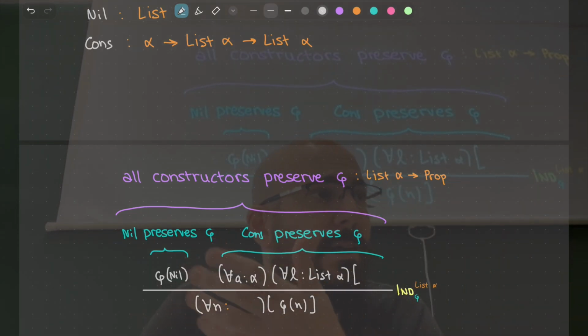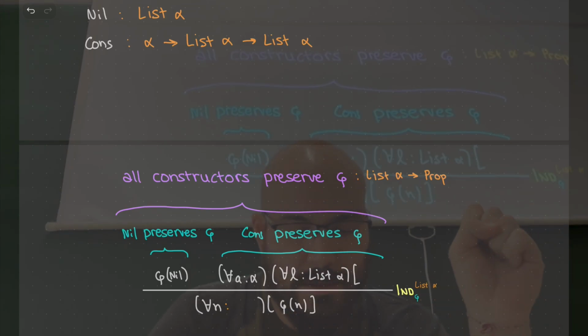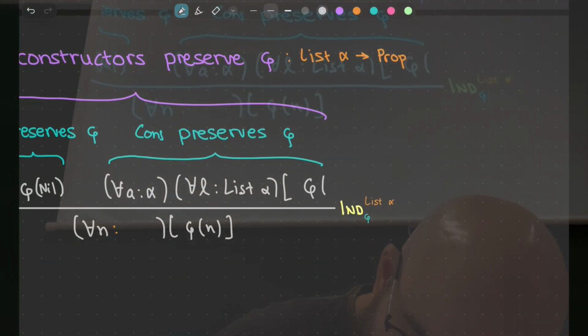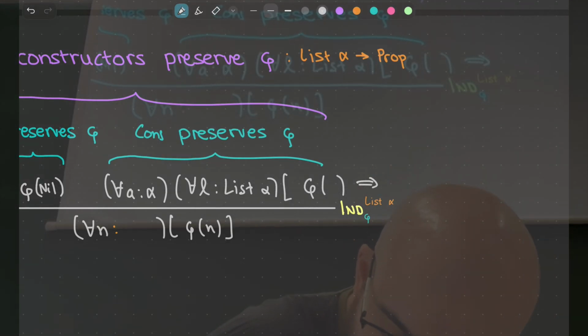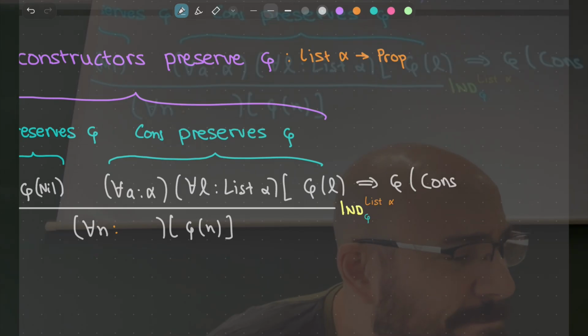The form I had there was an implication. So I'm thinking it should be an implication. And I would like to see how this fits there in the same form as well. Manolis, what's your suggestion? Phi of L implies phi of cons a L.